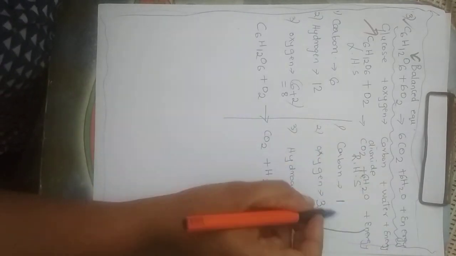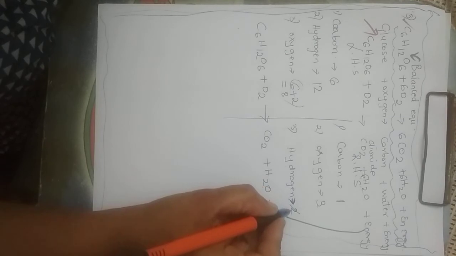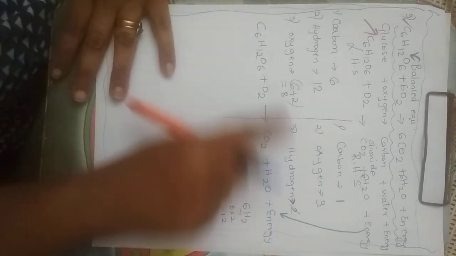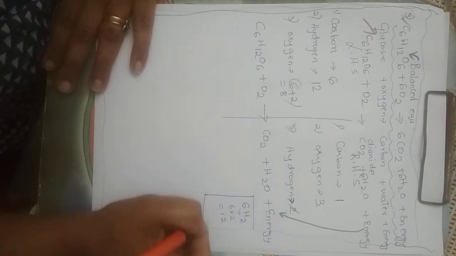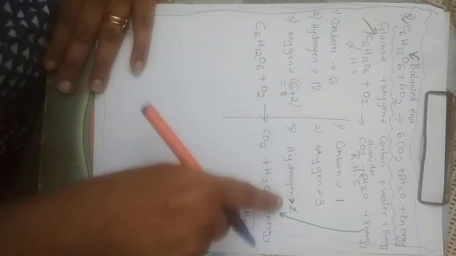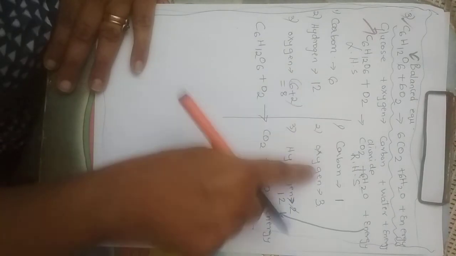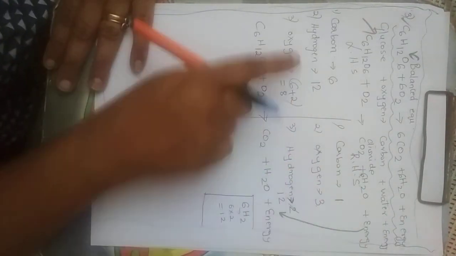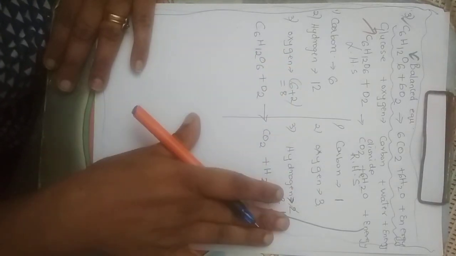Understood? So now we cancel this hydrogen. It was 2 and we got hydrogen here. So what you can do is put the same. Hydrogen is 12 here and hydrogen is 2 here, so we cancel and we put 12. You got my point. So hydrogen is here. Look, it's 12. So hydrogen has become the same now.